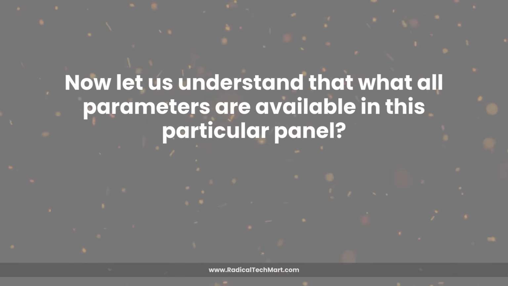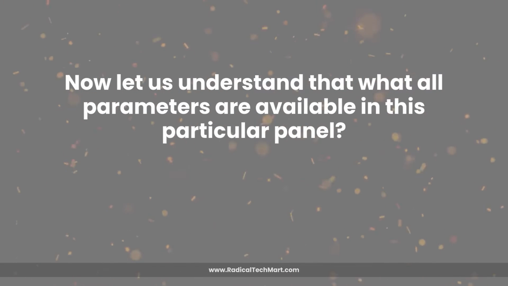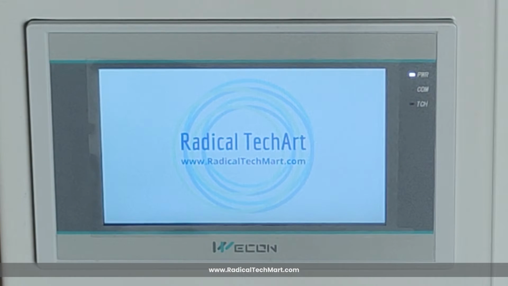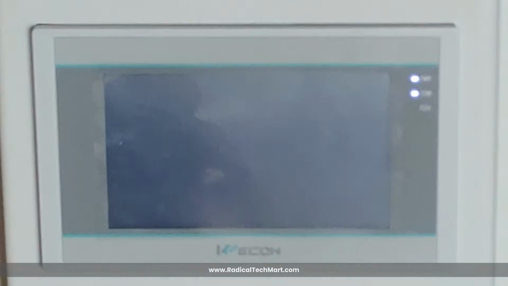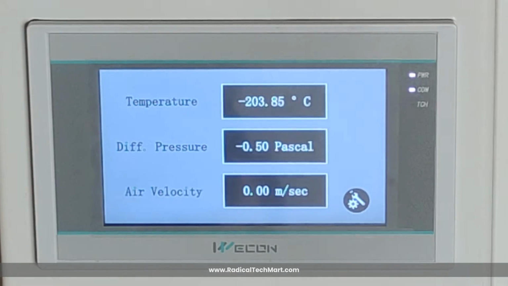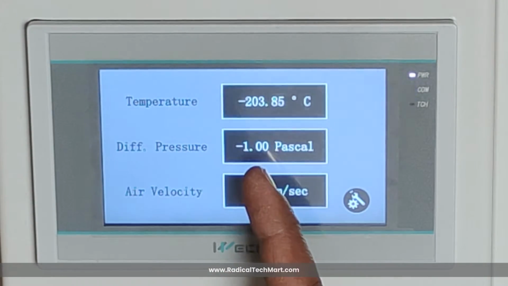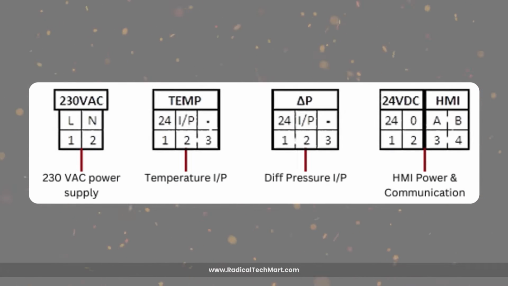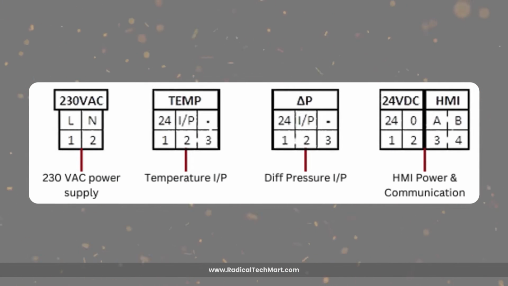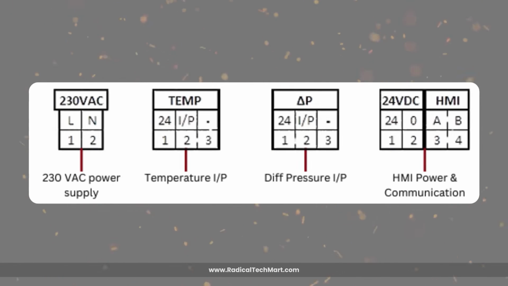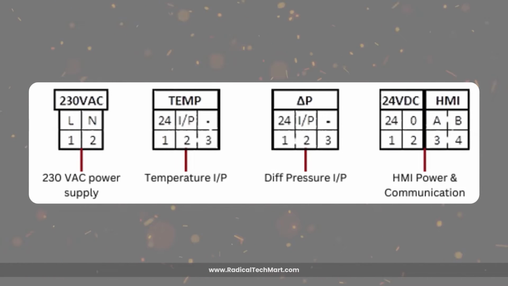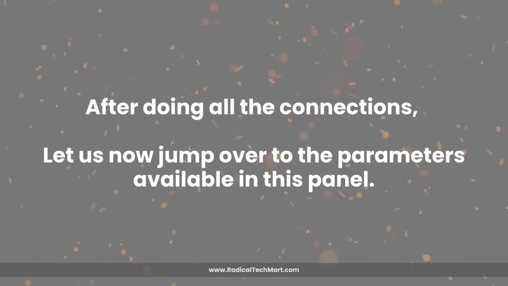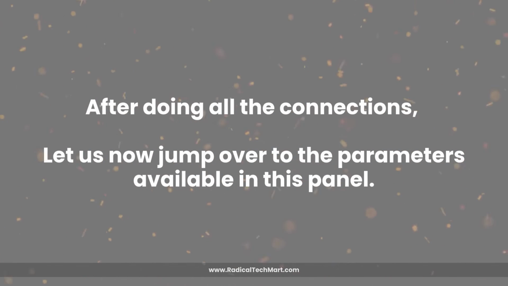Now let us understand what all parameters are available in this particular panel and how the data is obtained. So viewers, talking about the overview, this panel indicates the air velocity value, which is obtained from two variables, temperature and differential pressure. This panel has a 2-channel 4-20 mA analog input available. Wiring connection of the panel can be seen on the screen right now. After doing all the connections, let us now jump over to the parameters available in this panel.